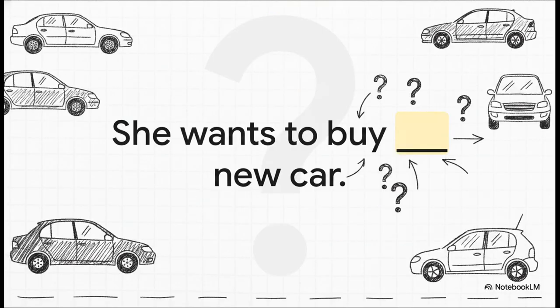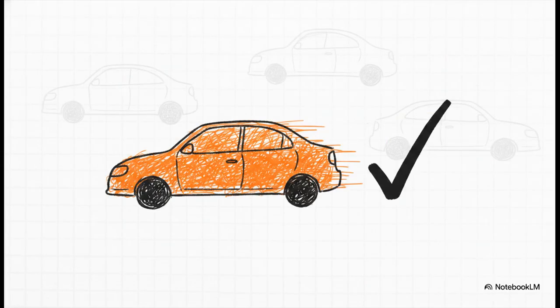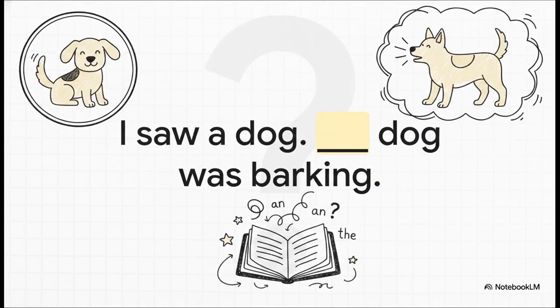All right, how about this scenario? She wants to buy blank new car. Go ahead and take a guess based on the sound of the word right after the blank, which in this case is new. We use a new car. It's just one general car out of many that she could potentially buy, and new starts with that hard consonant N sound. Okay, here's your final challenge, and this one requires you to look at the context.